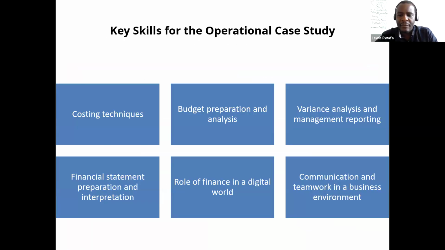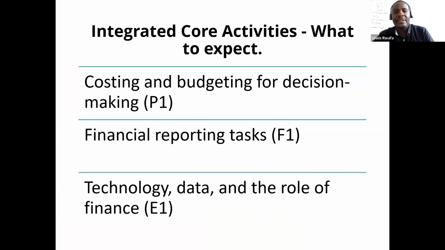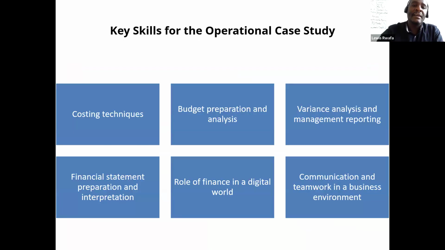From your E1, you look at technology, data, and the role of finance. It's fast, straightforward there. Now, just a summary of the key skills that you need. I've just put some blocks there: your costing, your budget, like I said, variances, your interpretation of the financial statements, the role of digital in the world. I don't see too much of it in the case study, which means it's something that can be thrown in there.